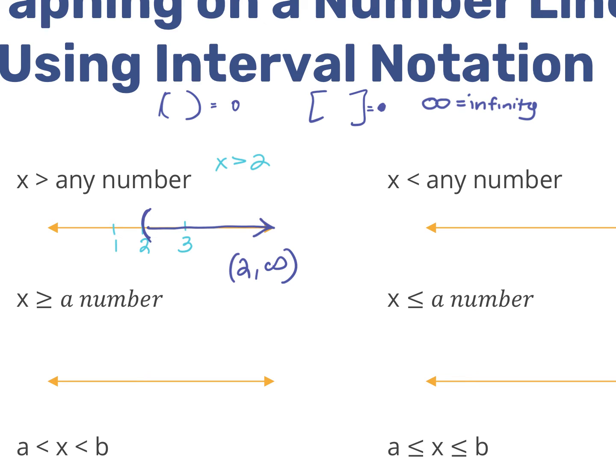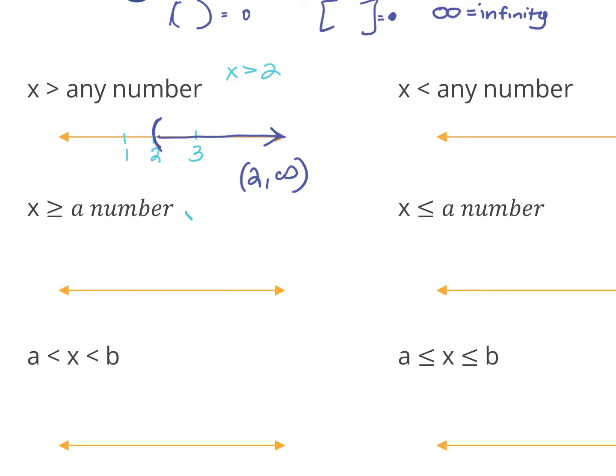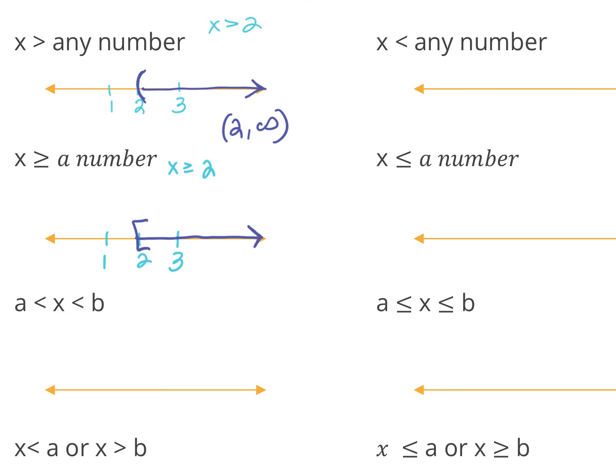If it's greater than or equal to a number, so let's say it's greater than or equal to positive 2, I would do the same thing, line up my numbers on a number line. The bracket now goes on the 2, and my arrow points to the right. And then my interval notation gets a bracket pointing to positive infinity.